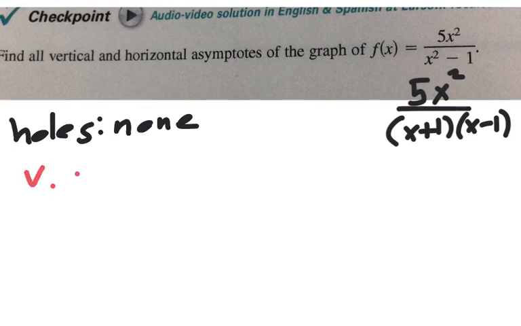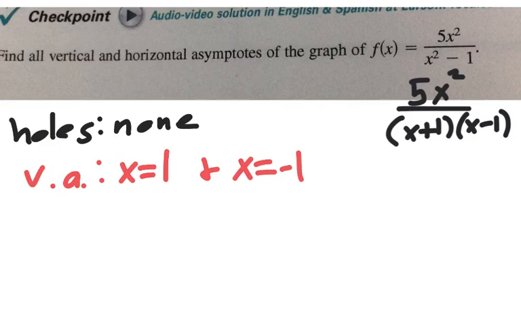Next, we found the vertical asymptotes. So where did the vertical asymptotes occur? X equals 1 and x equals negative 1. That's correct. We set both factors of the denominator equal to 0 and solve. Any questions so far on holes or vertical asymptotes?